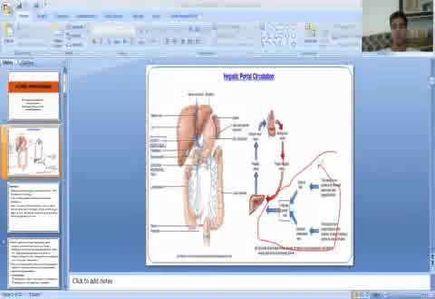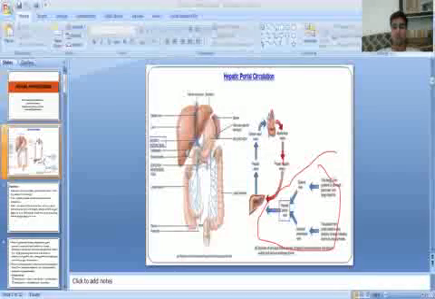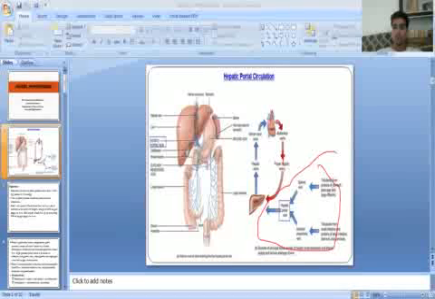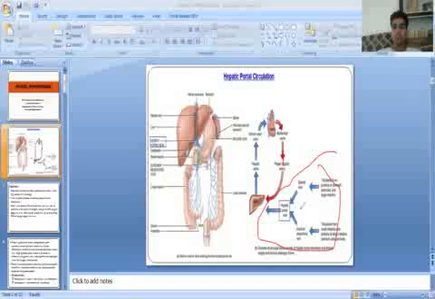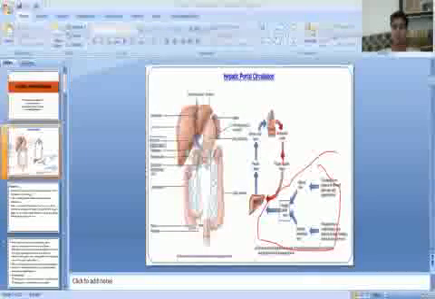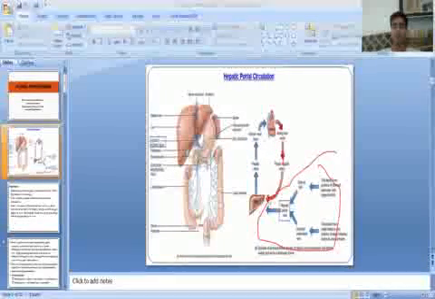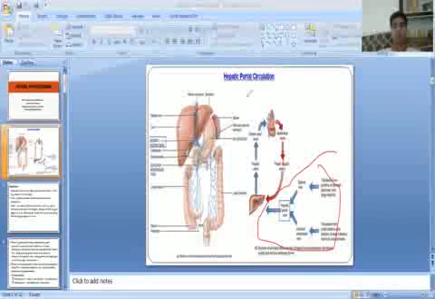As you can see, the splenic vein and superior mesenteric veins drain blood into the hepatic portal vein, and it drains into the liver. Yes, students.